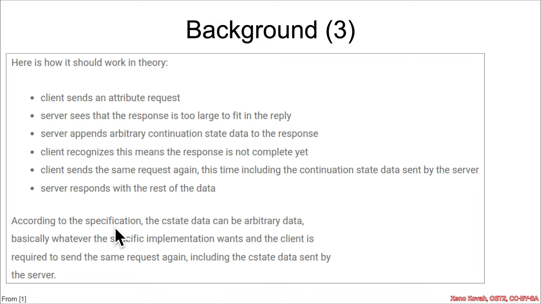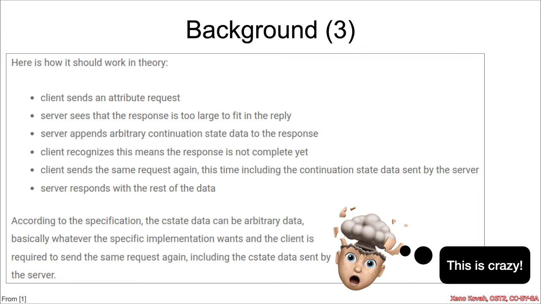According to the specification, meaning the Bluetooth specification, the C state data can be arbitrary data, basically whatever the specific implementation wants, and the client is required to send the same request again, including the C state data sent by the server. So when I read this, quite frankly, it blew my mind, and I said, this is crazy. So you're telling me the Bluetooth specification says that the server is going to hand data to the client and say, hey, hold on to this and pass it back to me when you're ready to get the rest of the data. And the client says, yeah, sure, I'll do that. And then the client gets to send back potentially modified, attacker-controlled version of that state information. That just seems like so many things can go wrong.